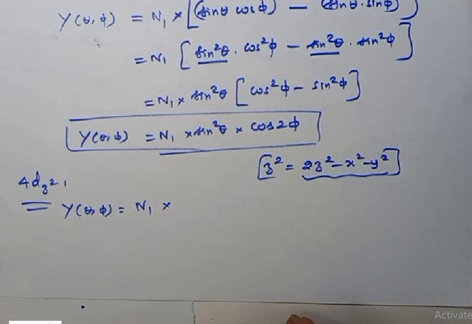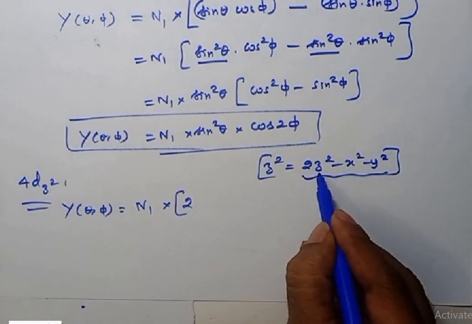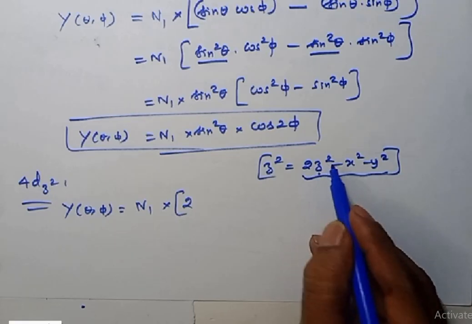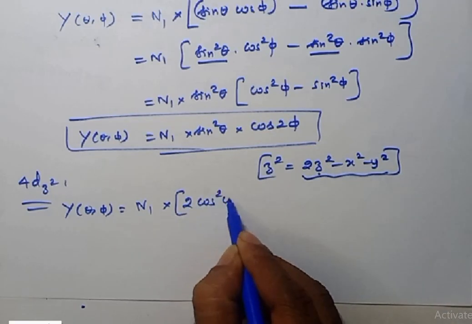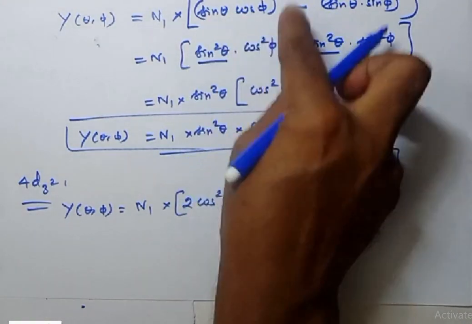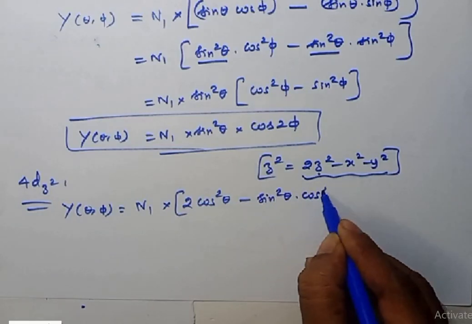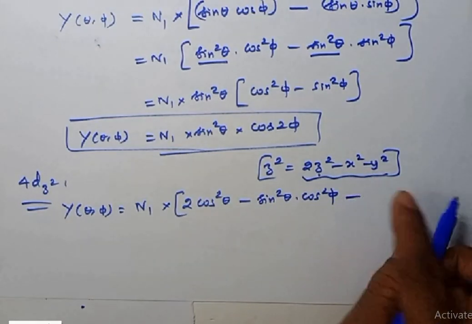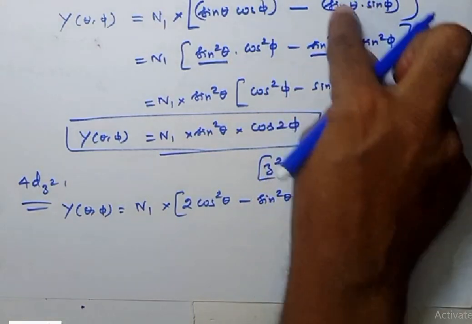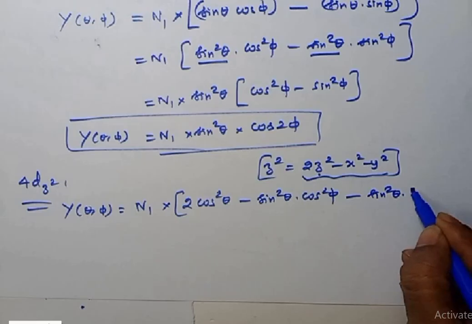This is the orbital. Now let me write here. So 2 into, what is z? Z is cos theta. So I have cos square theta minus x square. x is sin theta cos phi, square means sin square theta cos square phi. And minus, I have y square here. What is y square? This is y, so y square means sin square theta into sin square phi.